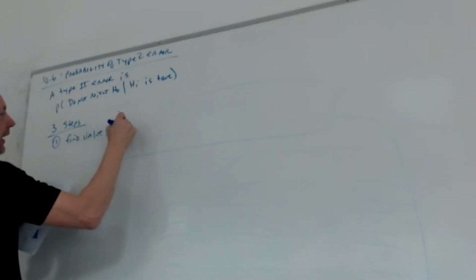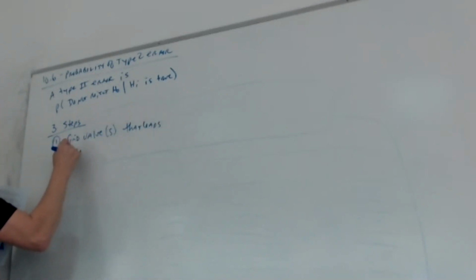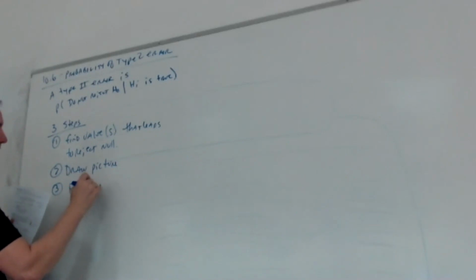Now, here's what I would like to say. You do 3 steps. Number 1 is find the value, which could be 2 of them, that leads to rejecting the null. So you have to know what the null is. Number 2, draw a picture. And then number 3 is find the area of the type 2.